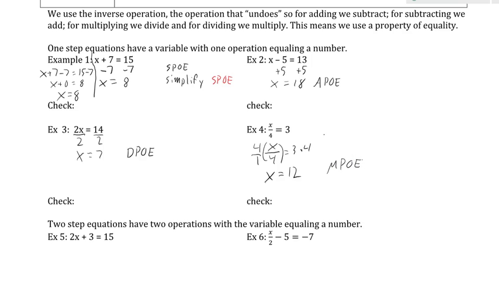On all of these, it's a good practice to check. 8 plus 7 equals 15. Yes, 15 does equal 15. 18 minus 5 should equal 13. Yes, 13 does equal 13. 2 times 7 equals 14, so 14 equals 14. And 12 divided by 4 should equal 3. Yes, 3 does equal 3. Notice how when you're checking, you're not just saying 8 plus 7 equals 15. You're actually showing that the left-hand side and the right-hand side simplify to the same thing.